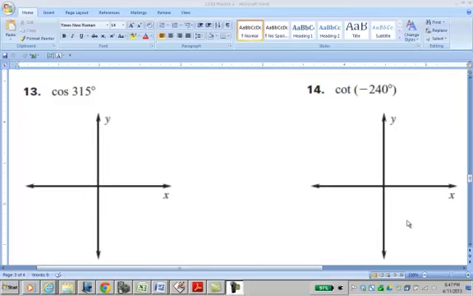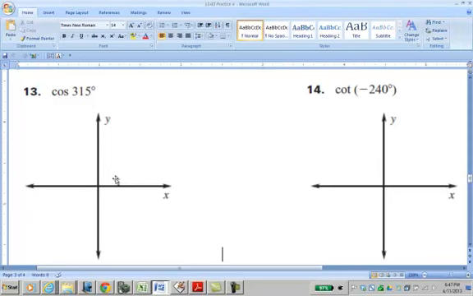Okay, so let's go over how to do these angles again. So the first thing, you got your xy axis. Okay, so we're going to do the cosine of 315. So that would be 270 degrees. Let's start at the initial side.